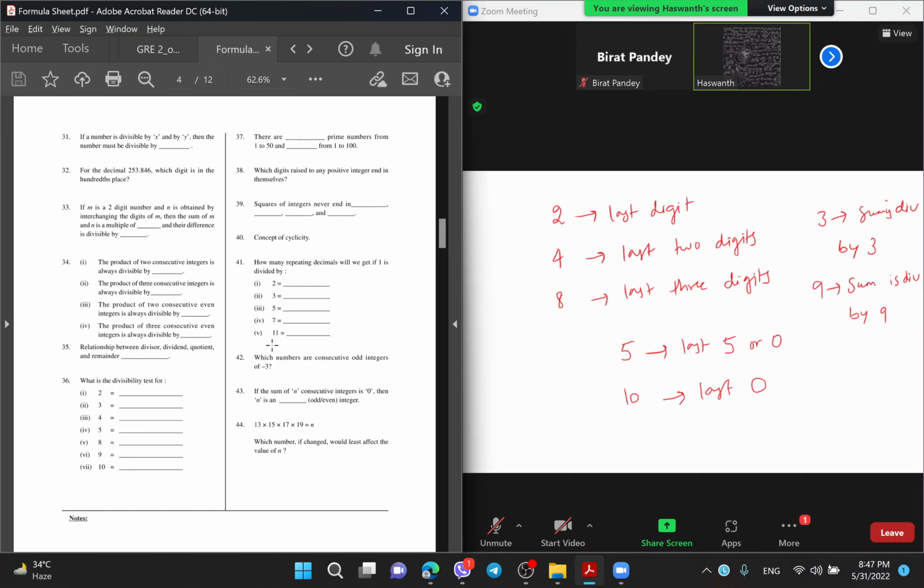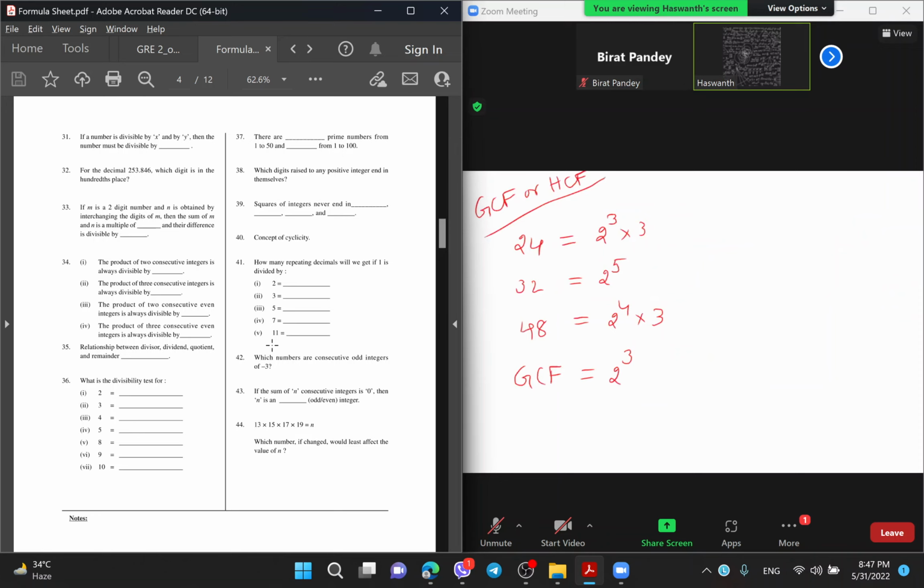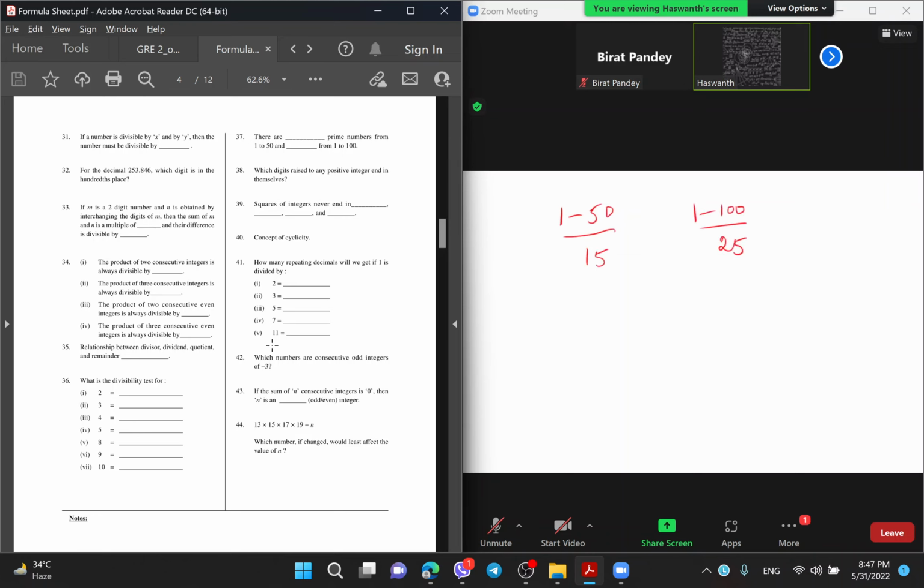Next one. From 1 to 50, there are 15 prime numbers. And from 1 to 100, there are 25 prime numbers.